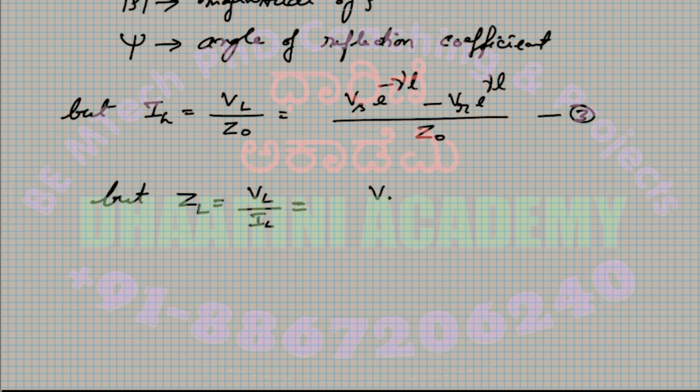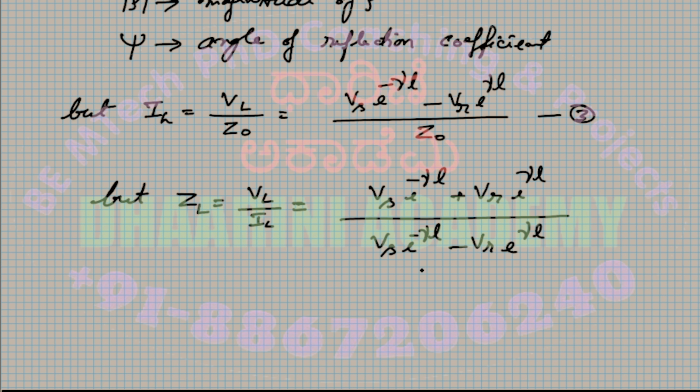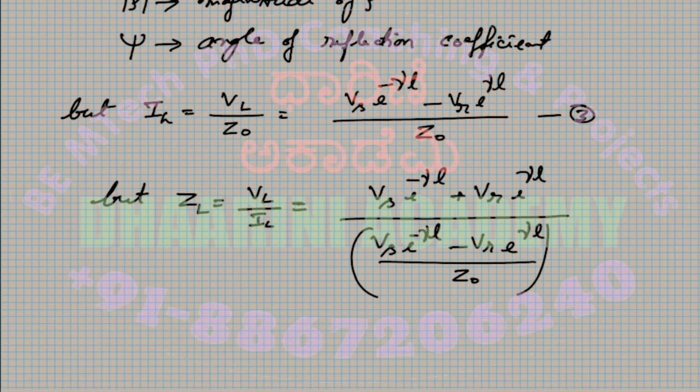We know that VL is equal to, okay, let's try to write this. This is (Vs e to the power minus gamma L plus Vr e to the power gamma L) whole divided by, now I write the IL I just calculated. So that is (Vs e to the power minus gamma L minus Vr e to the power gamma L) divided by Z naught. So that's the IL we have calculated.